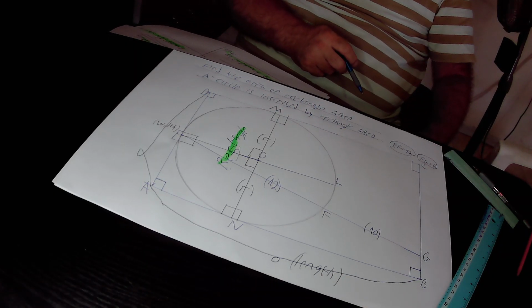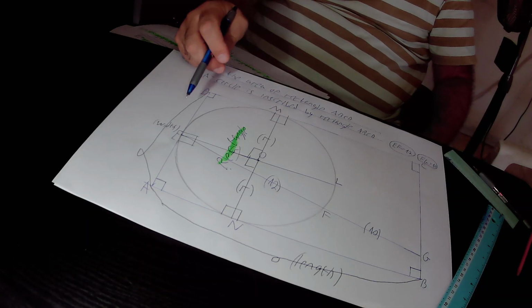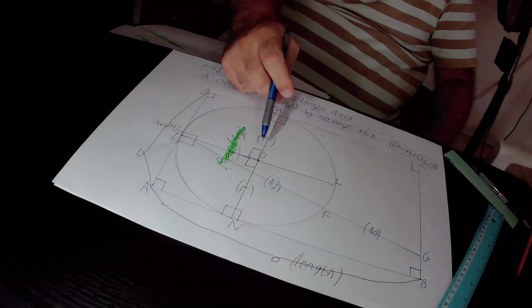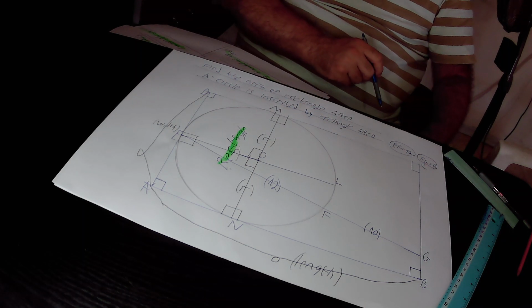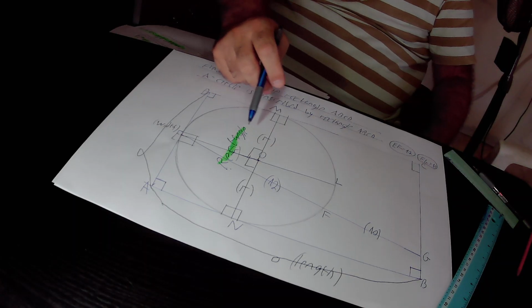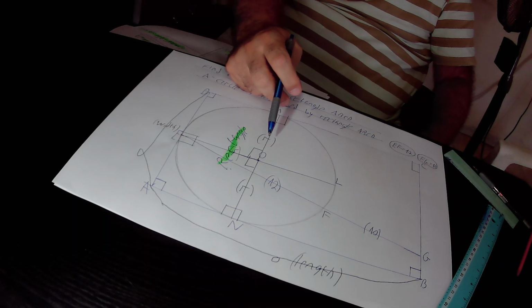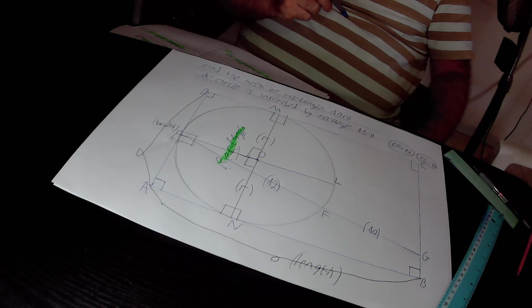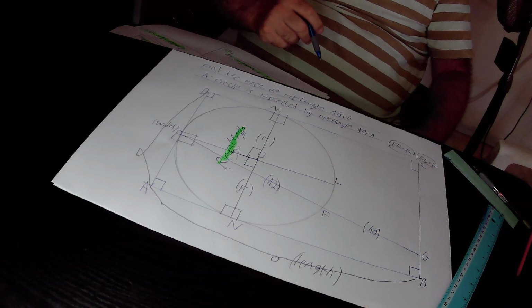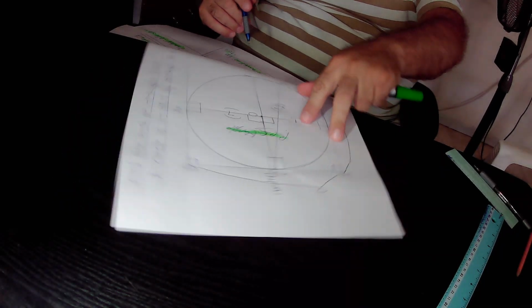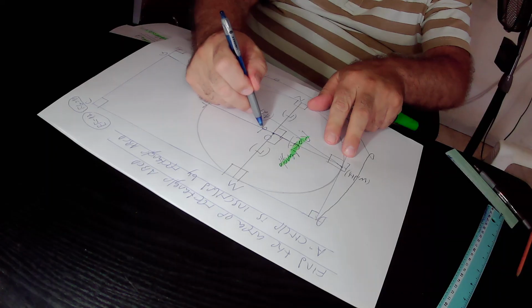EL is a chord that passes through point O. Why does EL pass through point O? Because we extended the radius EO from point O until it touches the circle at point L. Therefore, EL absolutely passes through point O, that is the center of the circle, and we know that any chord that passes through the center of the circle must be the diameter of the circle. Therefore, EL is the diameter of the circle. So write down that EL is the diameter of the circle.